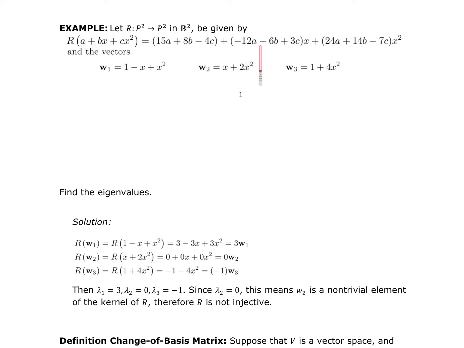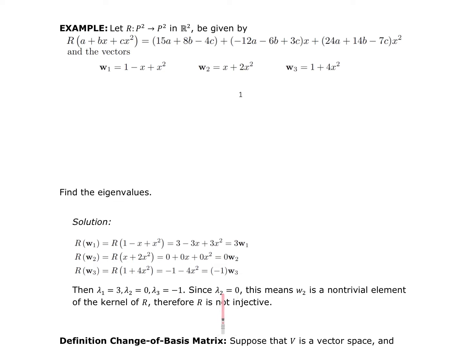Negative 12 times 1, minus 6 times 1, plus 3 times 1 ends up giving me 3x. And then in the last one, I get 24 times 1, 14 times 1, and 7 times 1, because my A is 1, my B is negative 1, and my C is 1, and I end up with a multiplier of my original vector. So 3 of my vector w sub 1. And I do this, and so I end up with lambda sub 1 equal to 3, lambda sub 2 equal to 0, and lambda sub 3 equal to -1.